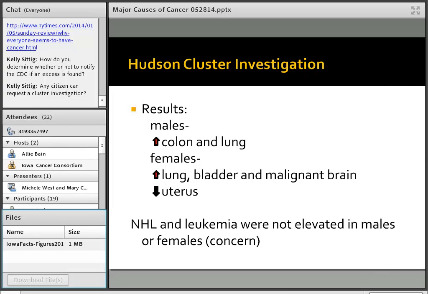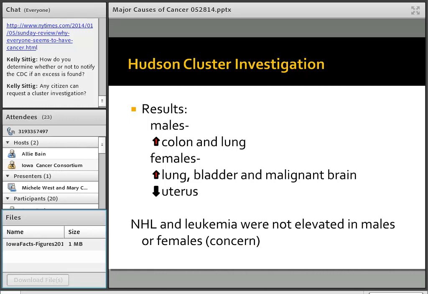So then, as I mentioned before, what you try to do is look at it. Colon and lung cancer are obviously cancer sites that you would see in both males and females, so you would want to see that increase in both males and females. And we didn't see that for colon, but we did actually see it for lung.